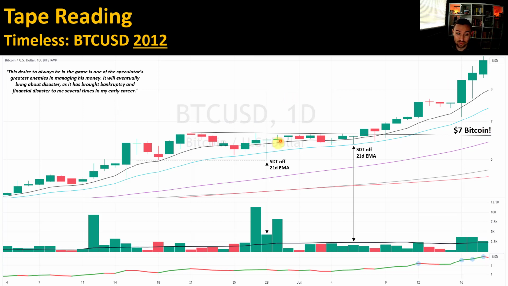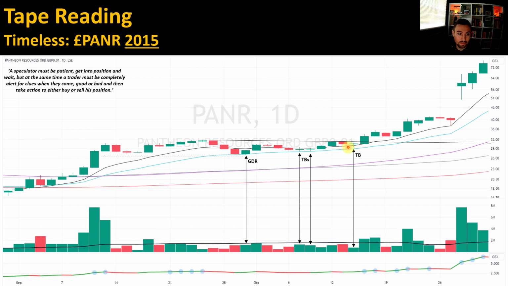So Bitcoin, in the context of an uptrend at $6, bounces off a nice round number of $6. Market likes to move to round numbers, undercuts the base lows, shakes out underneath the 21, and then over here as well, another shakeout demand tail off the 21-day EMA. Panel, UK stock, oil and gas stock I believe, gap down reversal bar onto the 21-day EMA. Trigger bar, trigger bar, trigger bar.